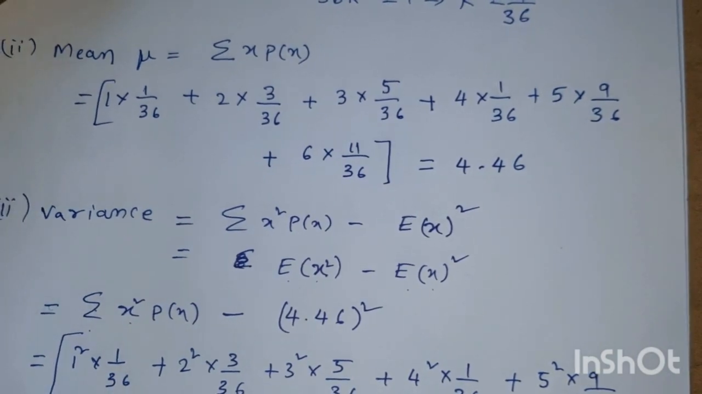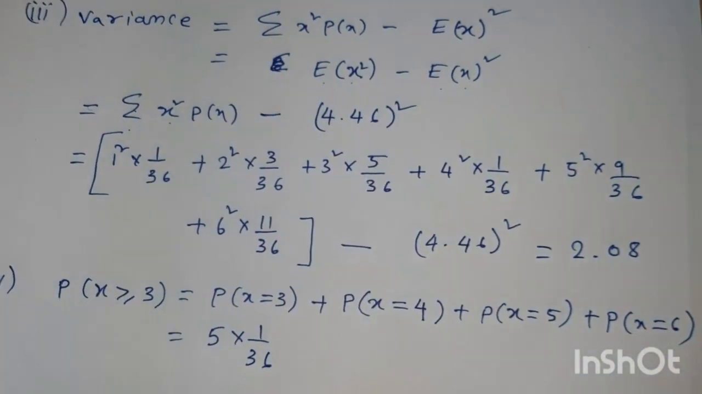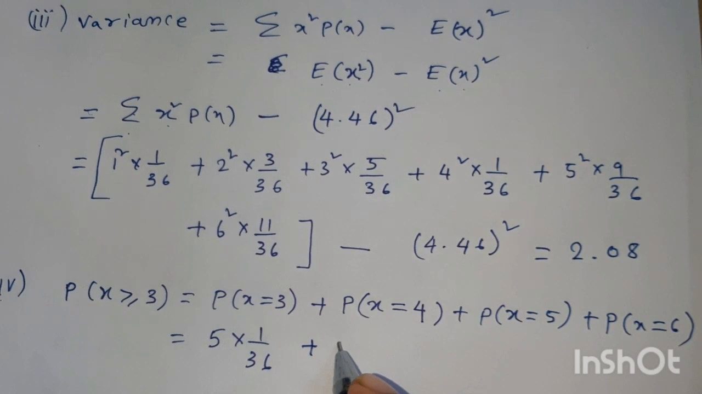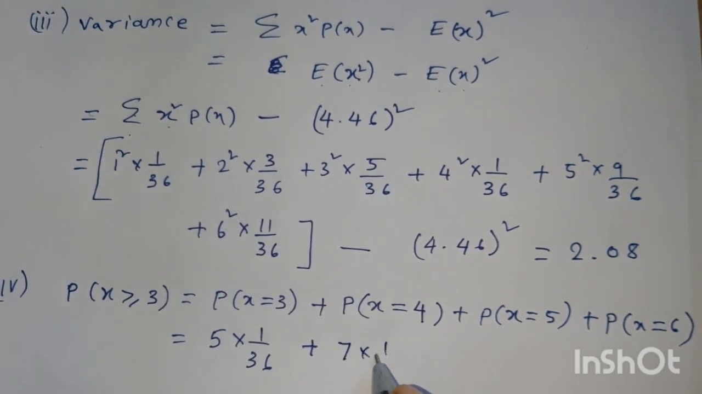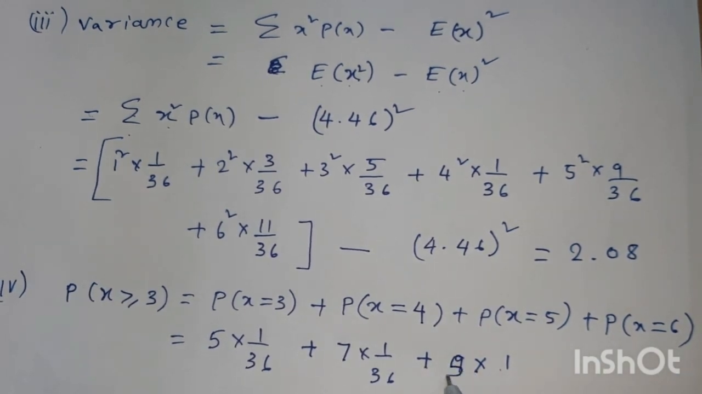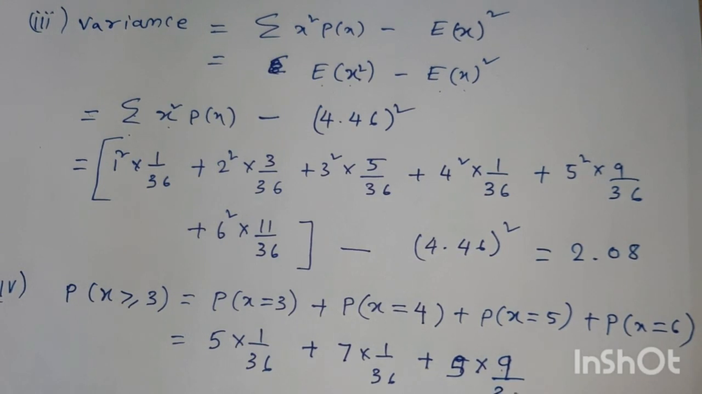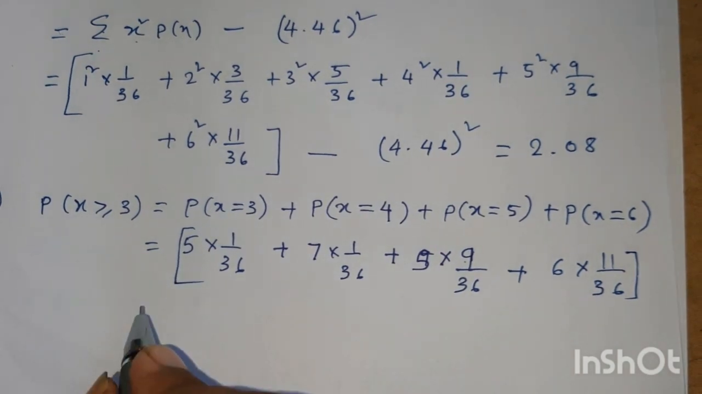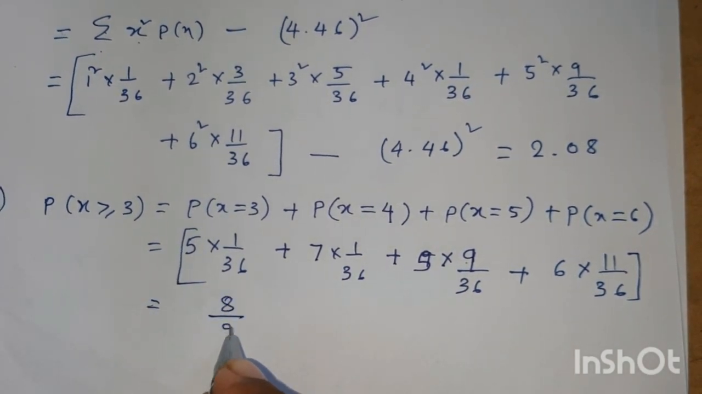That is 5k plus 7k plus 9k plus 11k, which is 5 into 1 by 36 plus 7 into 1 by 36 plus 9 into 1 by 36 plus 11 into 1 by 36. Okay, this value is 8 by 9.